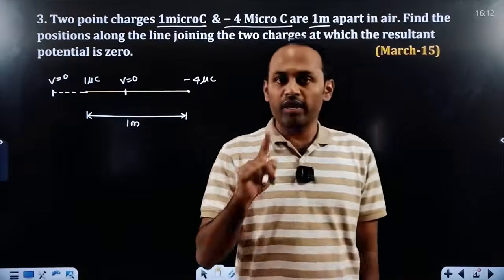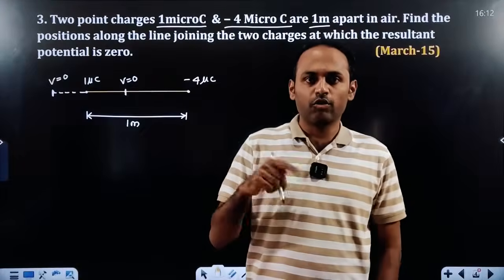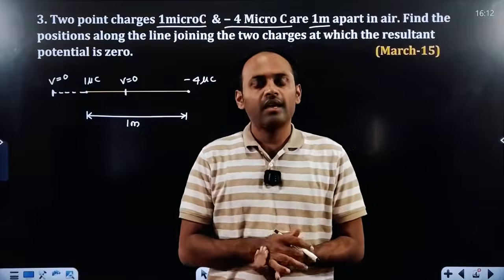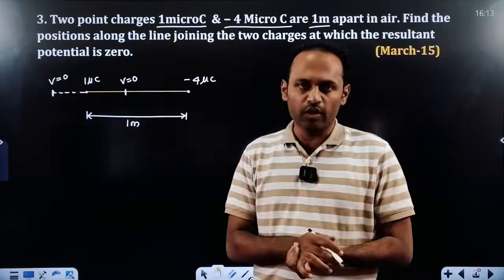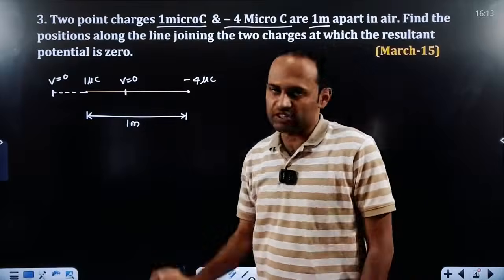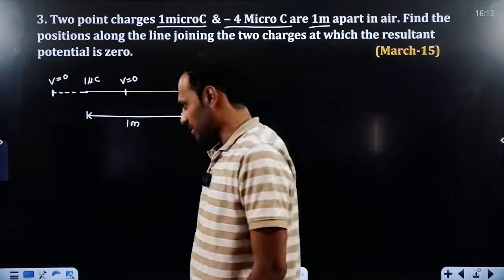The 0 electric field point, we get only one. What we call the neutral point or null point, the 0 electric field point is only one. But 0 potential points there will be 2. So we have to find out the location of these two.